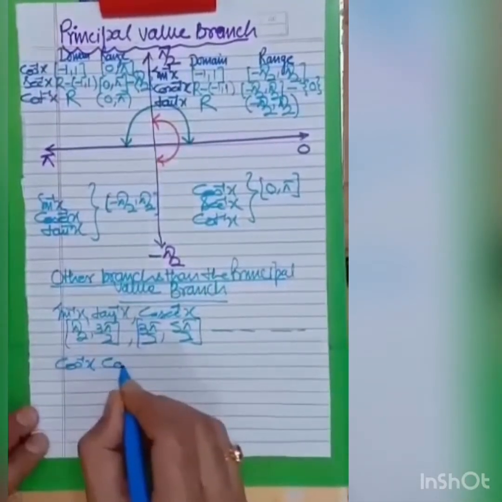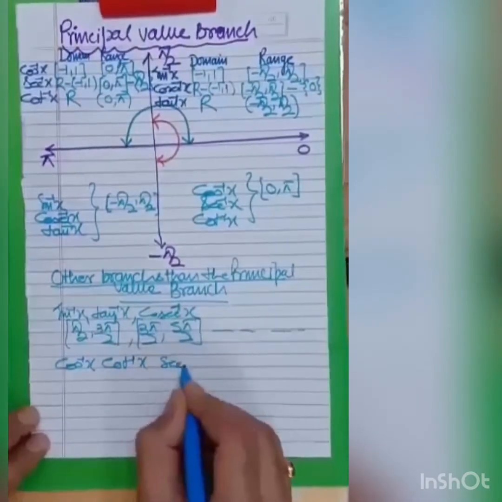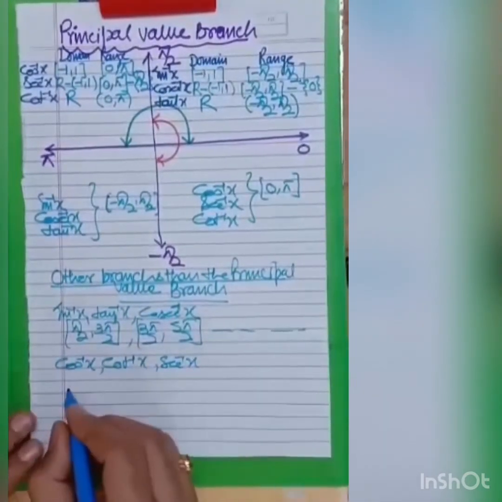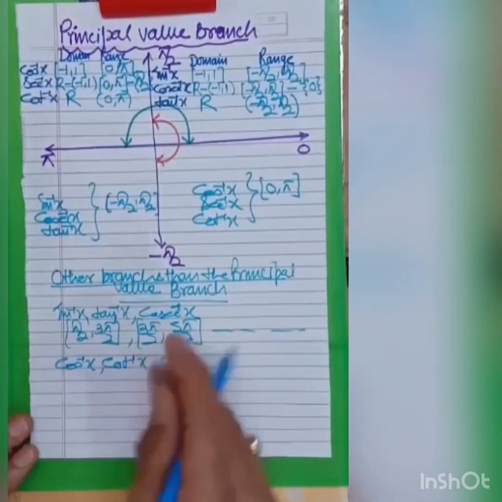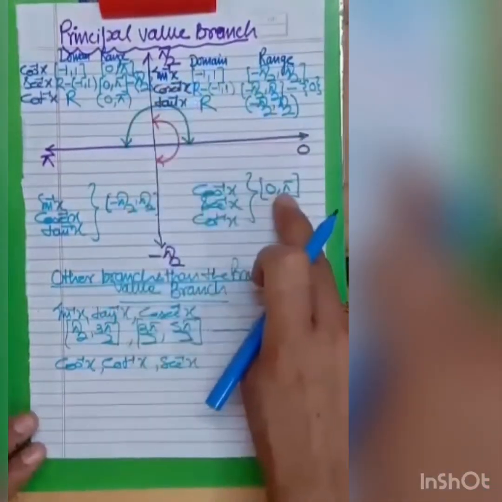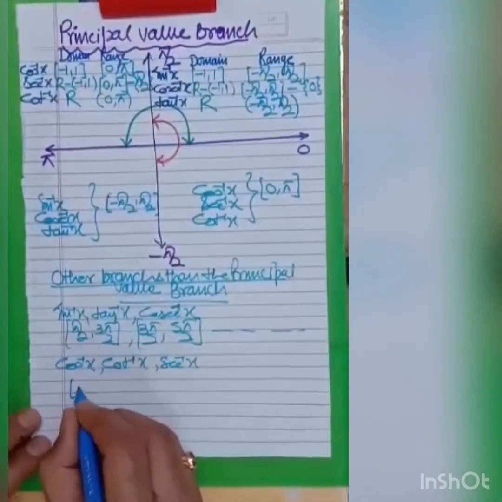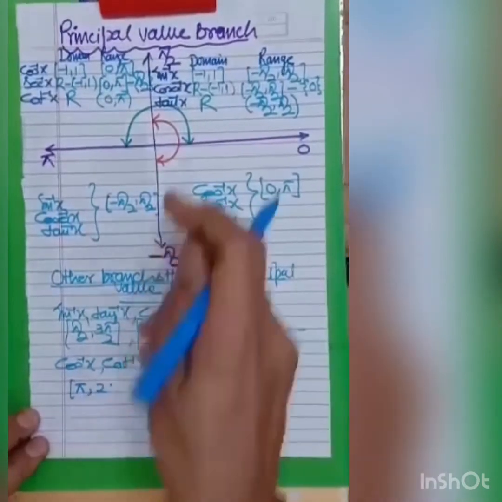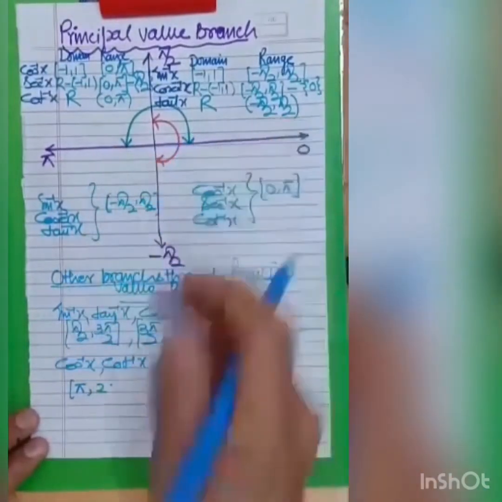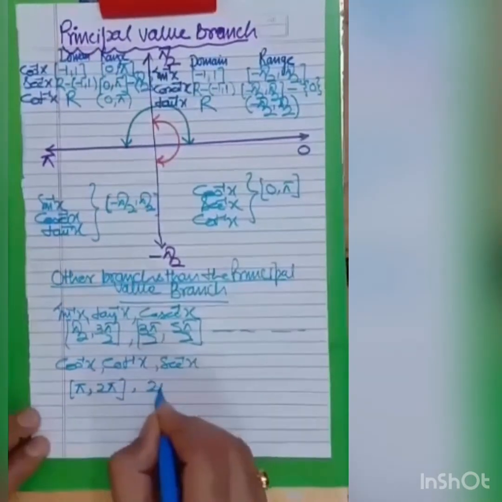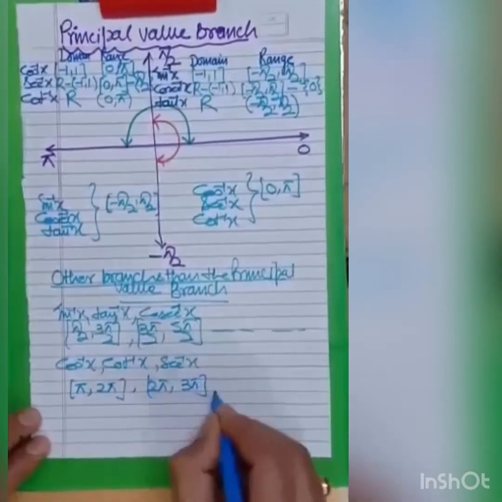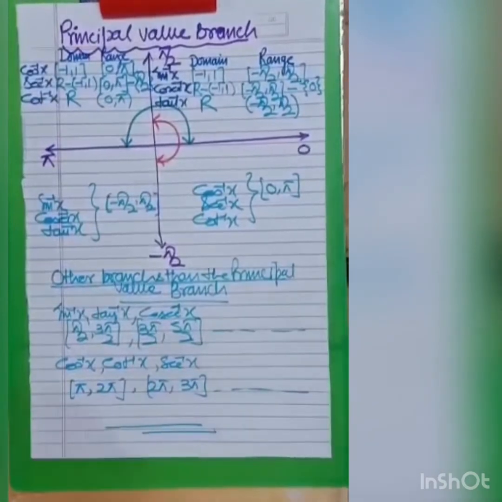In the board examination, a 1 mark question may be asked: write a branch which is other than the principal value branch. Here for cos, you know that it is 0 to pi. 0 to pi is your first and second quadrant. Now we can write another branch, that is pi to 2 pi. Again you can rotate it, 2 pi to 3 pi, and so on. There are several branches other than the principal value branch.